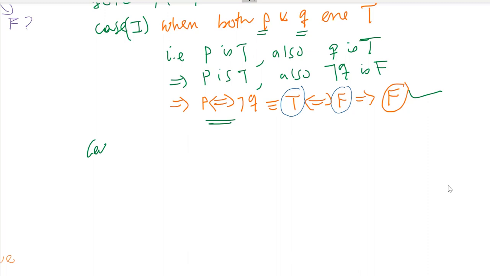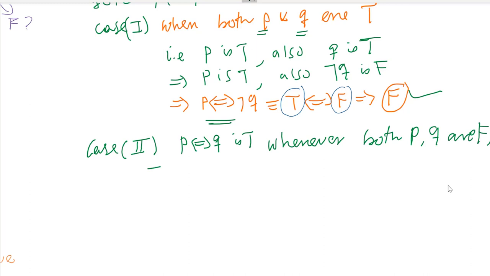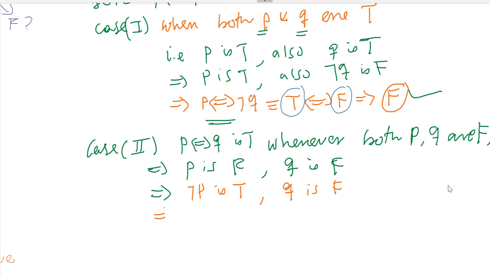The second case: P by implies Q is true whenever both are false. Whenever both P and Q are false, that means P is false and Q is false. So this means negation of P is true. This is called a direct proof, by the way, step by step. So the negation of P by implies Q is equivalent to, because now we have determined the truth values, directly substituting true by implies false, which is false.